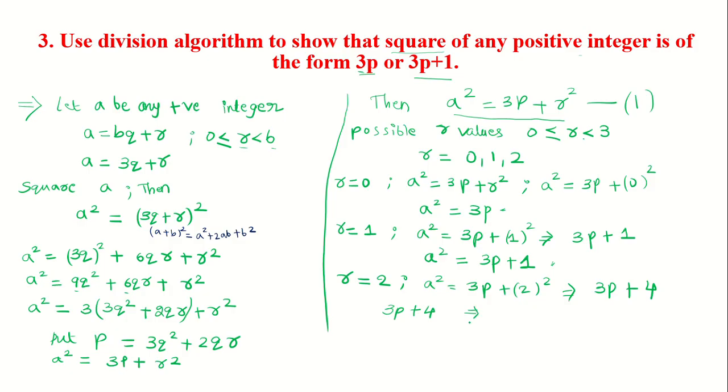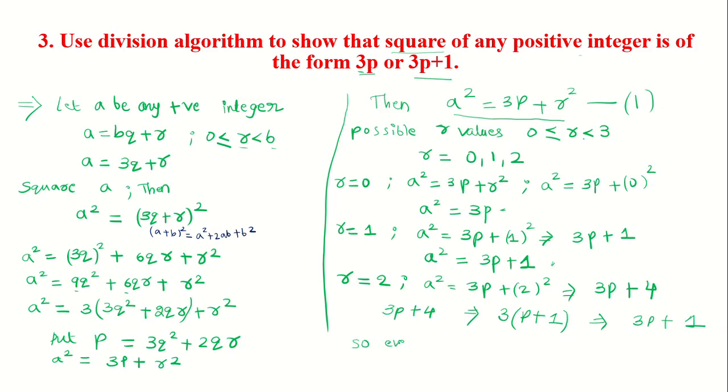3p plus 4, this can be written as, if you take out 3 from this, p plus 1. You can simplify this equation like this. So 3 into p is 3p plus 4. Okay, so it is of the form 3p plus 1. So what will you write as the final statement?